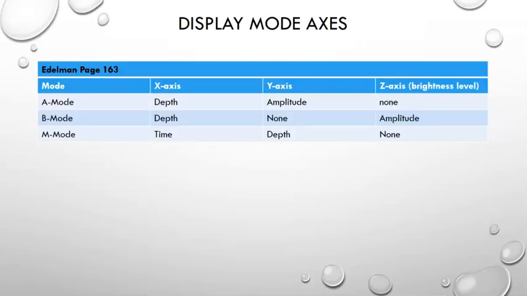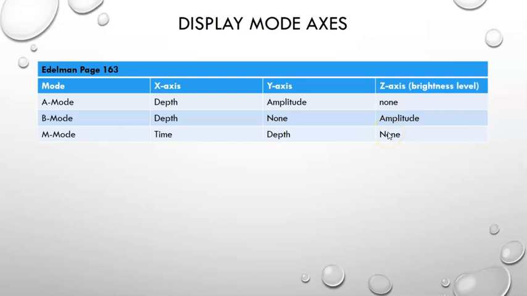So our display modes are A mode: the x-axis shows you depth or time, the y-axis shows you amplitude, and there is no z-axis. In B mode, the x-axis is depth, the y-axis, there is none, and the z-axis is considered brightness level. In M mode, the x-axis is time, the y-axis is depth, and the z-axis, or brightness level, is also the amplitude.